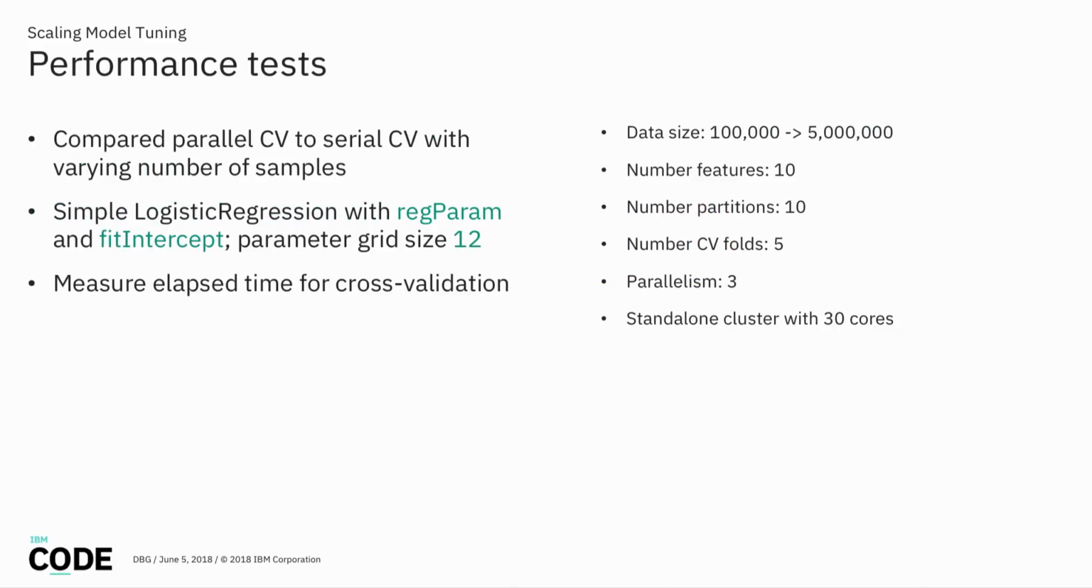So we ran some performance tests and compared running cross-validation in parallel to the default of serial and varied the number of data samples. We used just a simple logistic regression and had a parameter grid size of 12. And we measured the elapsed time to complete the cross-validation. So here we set the parallelism to 3, and we had a standalone cluster with 30 cores total. And we partitioned the data into 10 different partitions.